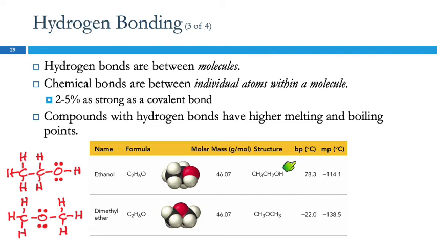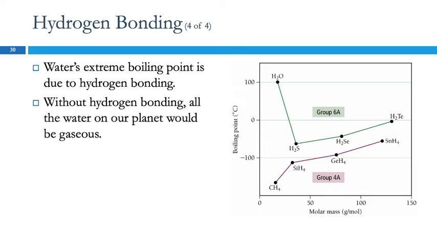And if we look at boiling points, this one boils at 78 degrees Celsius, and this one boils at -22. Much lower boiling point tells us weaker intermolecular forces. Water actually has an extremely high boiling point for what it is.